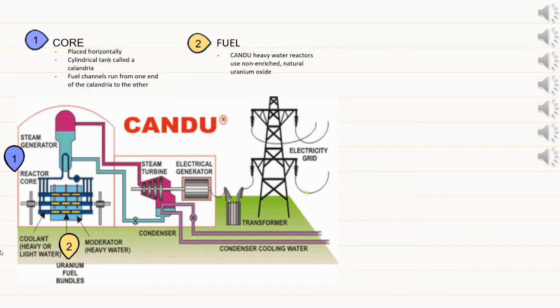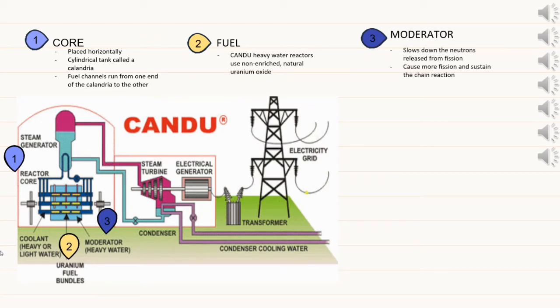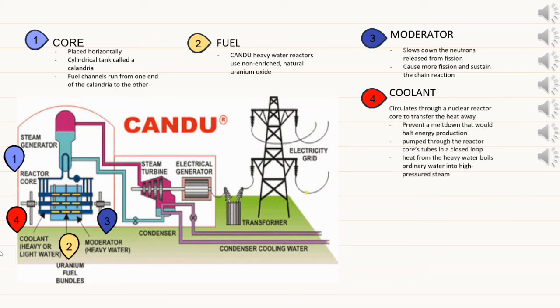Next, Can-Do also use moderator because it slow down the neutron release from the fission and will cause more fission and sustain the generation of the uranium fission. As I mentioned before, Can-Do will generate heat to generate electricity. So it is important to have coolant that will prevent a meltdown that will halt the energy production, and this coolant will circulate through a nuclear reactor core to transfer the heat from the core to steam generator.